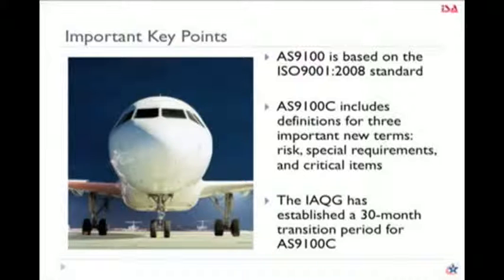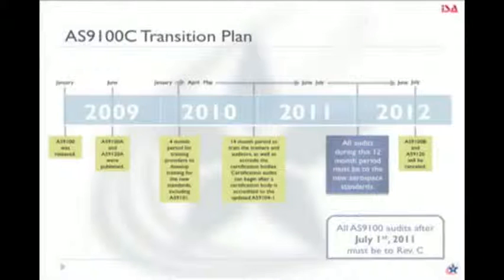The IAQG has already established a 30-month transition period for AS9100C. The International Aerospace Quality Group has proposed a 30-month transition timeline for existing certified organizations that went into effect on January 1, 2010. The Online Aerospace Supplier Information System, OASIS, database will be used to share IAQG expectations and track client transition activity via certification body issuance of AS9100C certification. All AS9100 audits after July 1, 2011 must be to Rev C.